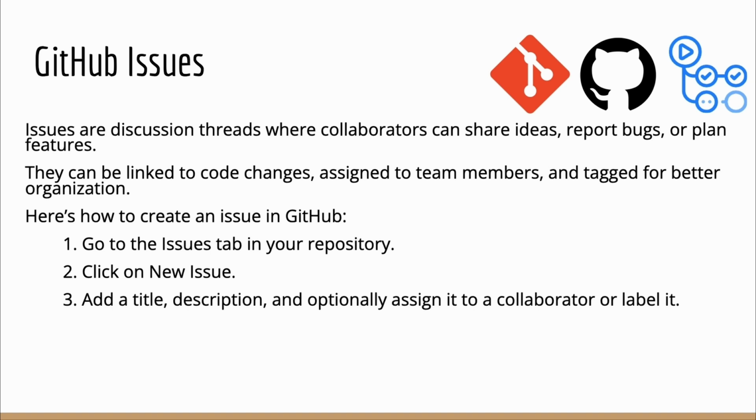And so to create an issue in GitHub for a particular repository is pretty simple. In the repository that you are in, you go to the Issues tab and you just click on New Issue. And once you've done that, you can then add a title or description, anything else you want to add, and assign it to a collaborator or label it, or just leave it there for somebody to look at who manages that repository.